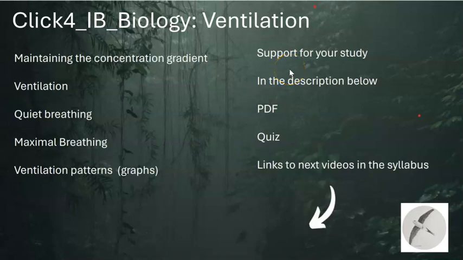Welcome back to Click for IB Biology, where we're looking at ventilation. Now, ventilation, of course, is the process which allows us to maintain the concentration gradient of oxygen and carbon dioxide across the alveoli capillary interface. So we'll take a look at the ventilation mechanisms, which include quiet breathing and maximal breathing, and ventilation patterns, and identify these from graphs.